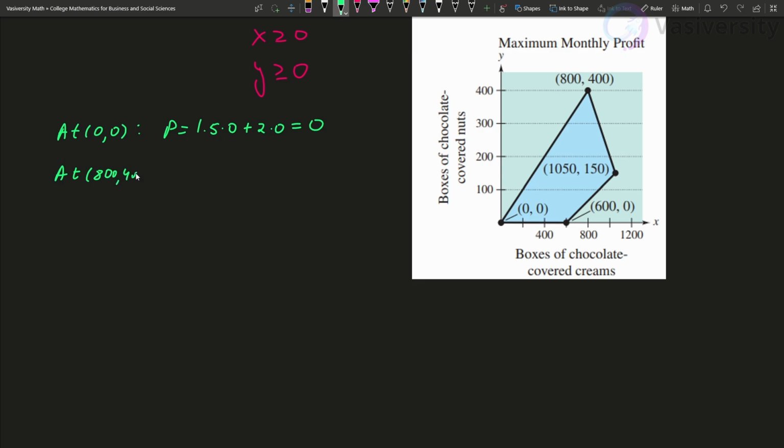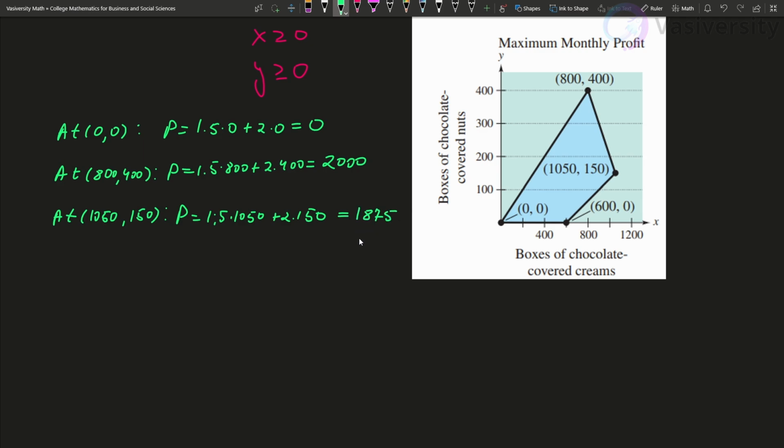Then at 800, 400, the profit is equal to 1.5 times 800 plus 2 times 400, which is equal to 2,000. Okay, but then at the next point of 1,050, 150, the profit is 1.5 times 1,050 plus 2 times 150, which is equal to 1,875. And then at 600, 0, the profit is 1.5 times 600 plus 2 times 0, which is equal to 900.